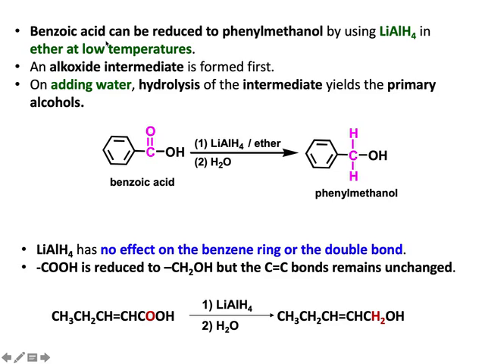So benzoic acid can be reduced to phenylmethanol, using the strong reducing agent at low temperature. The product formed is an alkoxide intermediate, and then a source of proton gives hydrolysis. So this intermediate produces the primary alcohol.